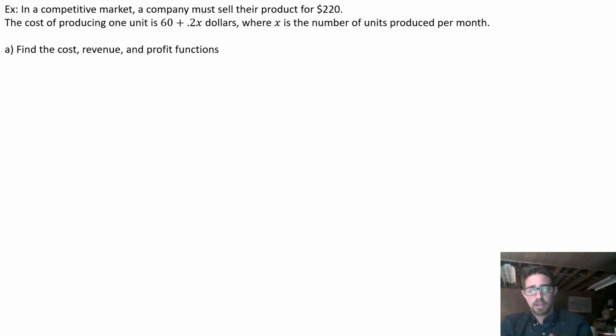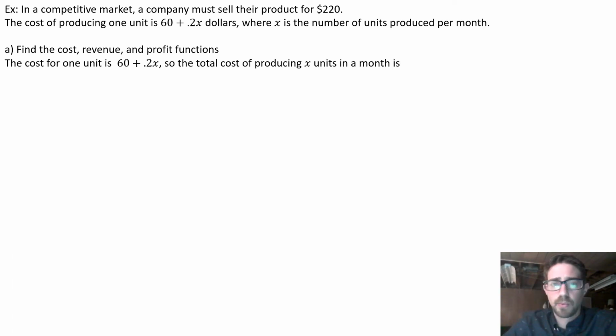Okay, so the cost and the revenue are given by the stuff we already have in front of us. We have the cost of producing a unit, which is based on how many we produce in a month, is 60 plus 0.2x, right? So if we make 10 units, it's going to cost $62 to produce each one. So the more we make, it costs a little bit more to produce each unit. So if we make x units in a month, we just multiply x by the cost of making one. So the cost is the total cost for how many units we make.